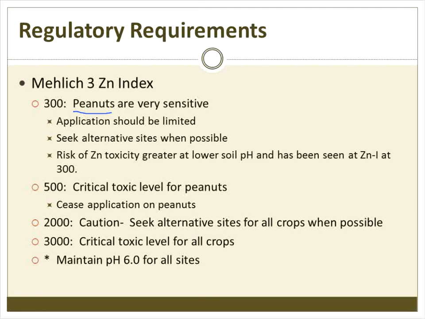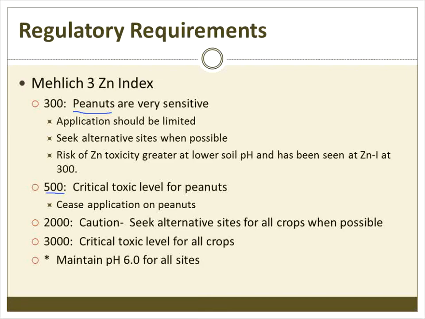Sure, you may not be growing peanuts on that particular site now, but what happens if in 50 years the great cure for cancer comes up and it revolves around a peanut? Now, peanuts are all of a sudden extremely highly profitable then, correct? The problem is your zinc index is so high that you'll never get peanuts back into that particular field. All right, so you have to think down the road further than just next year when you start talking about managing these micronutrients.